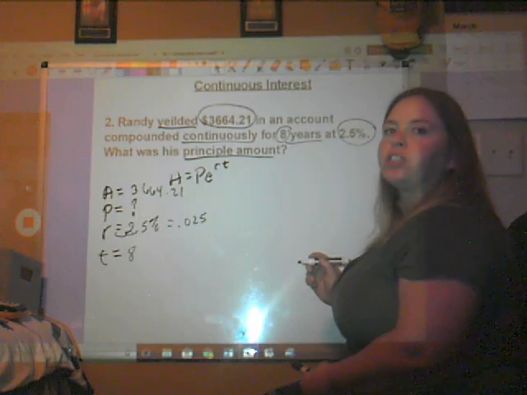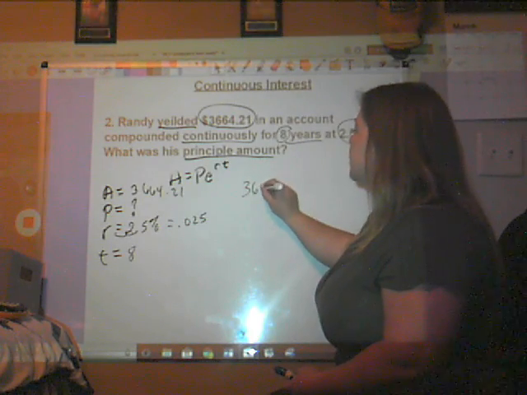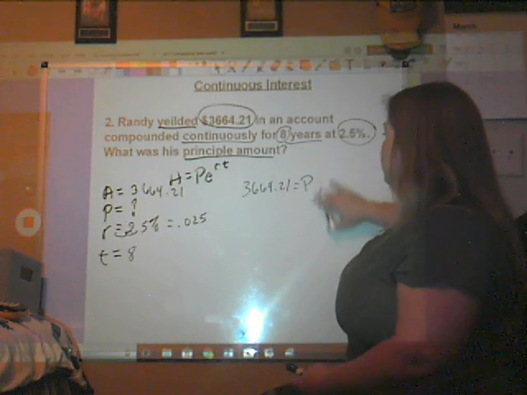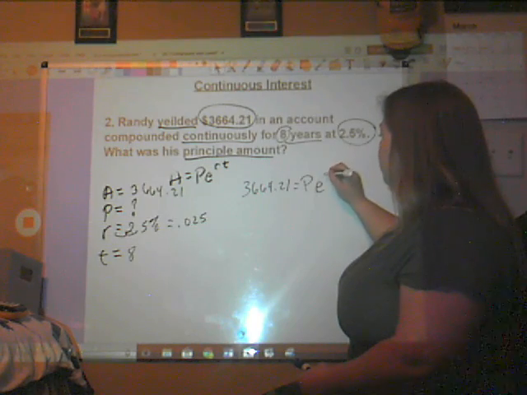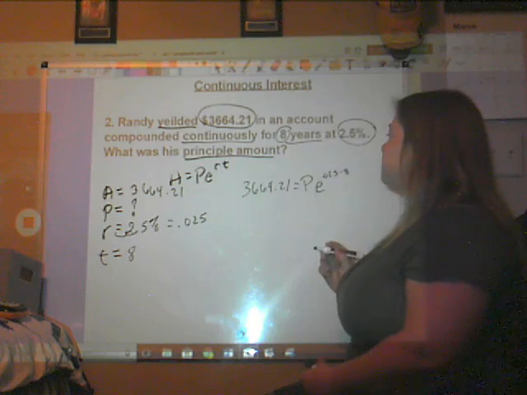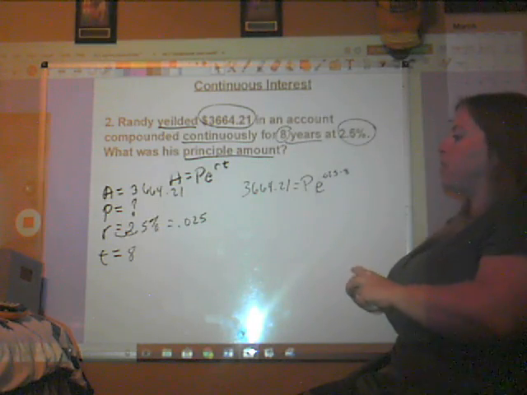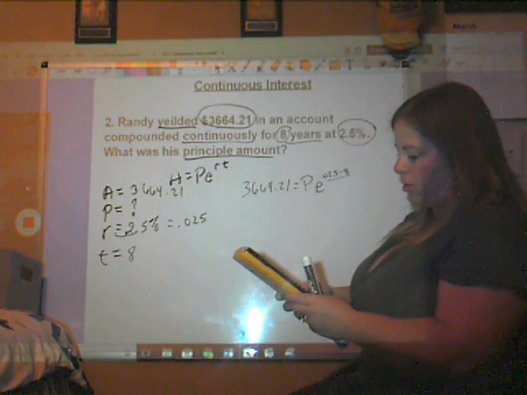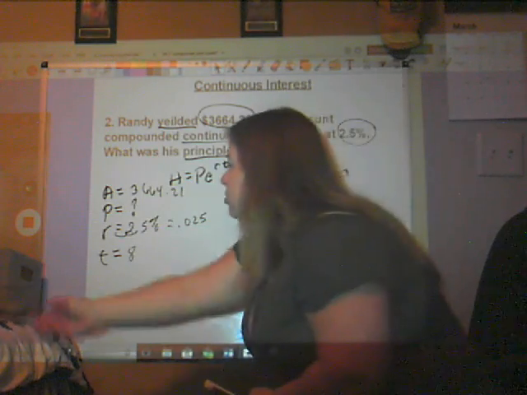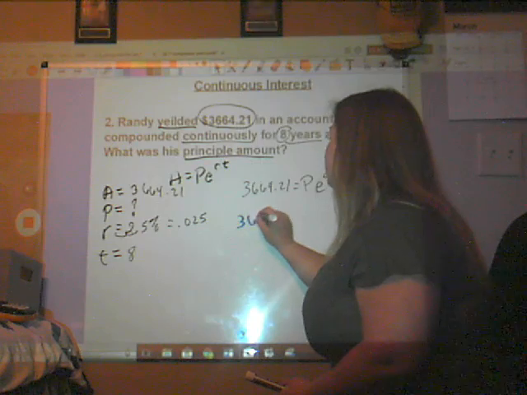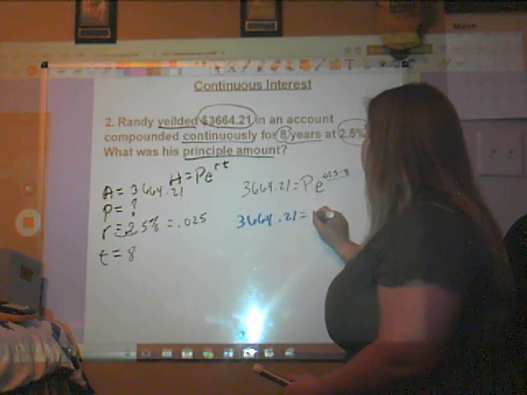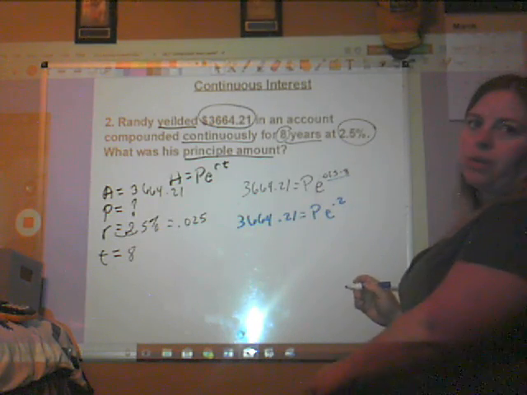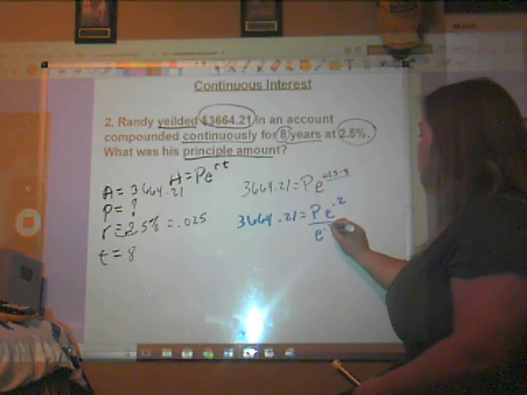So we're going to take that information and plug it in. So we get 3,664.21 equals P, which we don't know, times e to the R, which is 0.025, times 8. So the first thing I want to do is multiply this 0.025 times 8, which is 0.2. So I get 3,664.21 equals Pe^(0.2). Now we want P by itself, so we want to get rid of that e. So we're going to divide by e^(0.2).